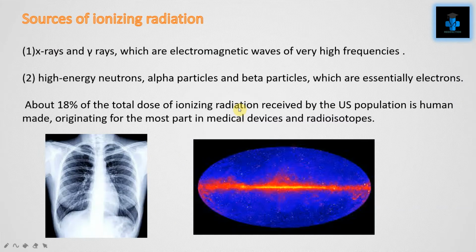Sources of ionizing radiation. Number 1. X-rays and gamma rays, which are electromagnetic waves of very high frequencies. Next is high energy neutrons, alpha particles and beta particles, which are essentially electrons. About 18% of the total dose of ionizing radiation received by the US population is human-made, originating for the most part in medical devices and radioisotopes.